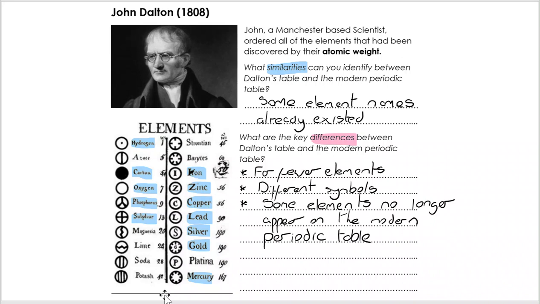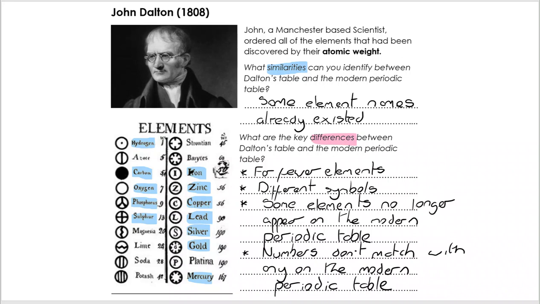Some elements on here no longer appear on our periodic table. Lime, barytes, potash, and that's actually because these were not elements. They've subsequently been able to be broken down more into compounds.